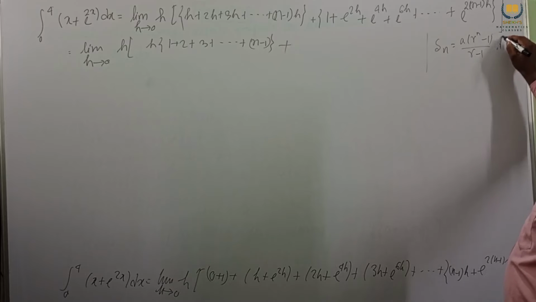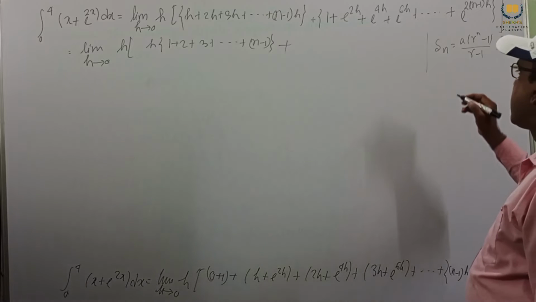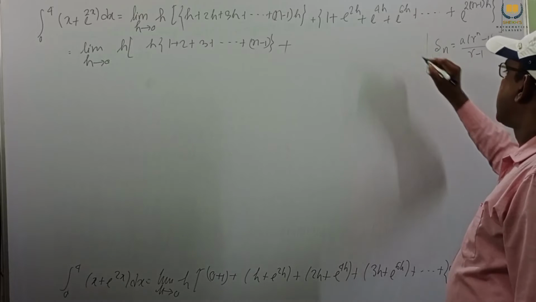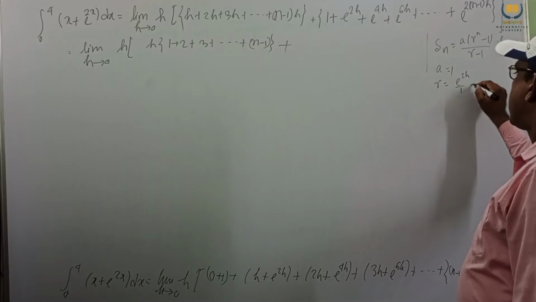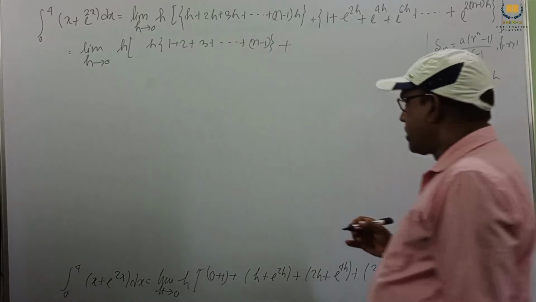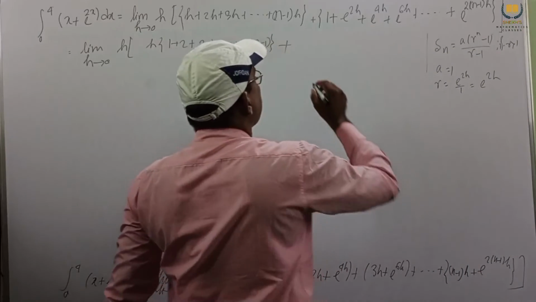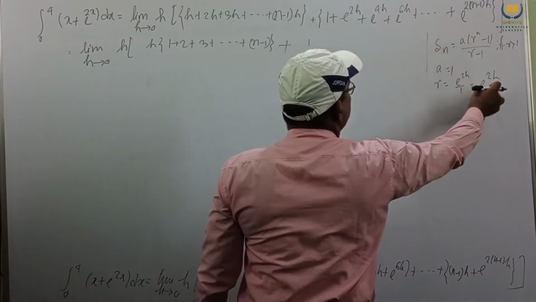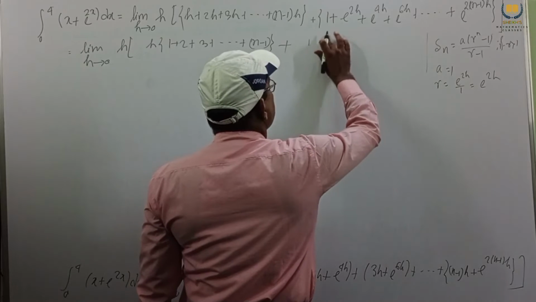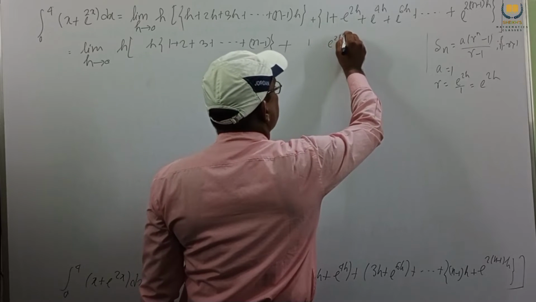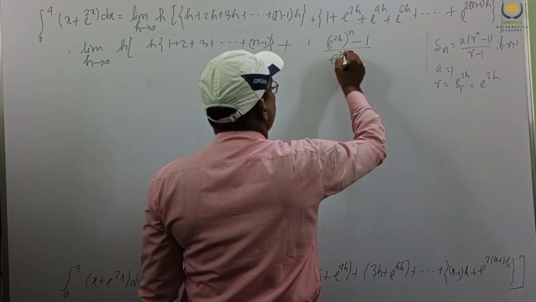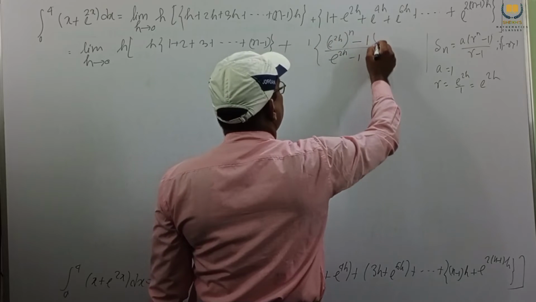This formula is for r greater than 1. Here a means the first term, 1, and r means e to the power 2h by 1, so r is e to the power 2h. We get this: using this formula, a is 1, r is e to the power 2h, so the sum is (e to the power 2h to the power n minus 1) over (e to the power 2h minus 1). This one we get.